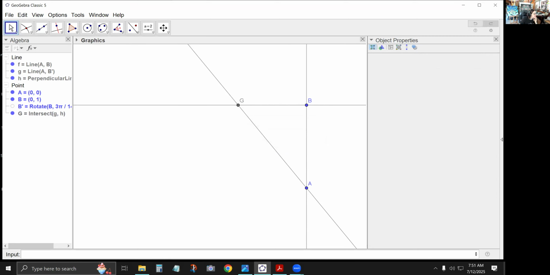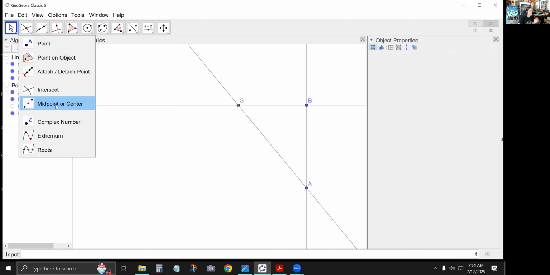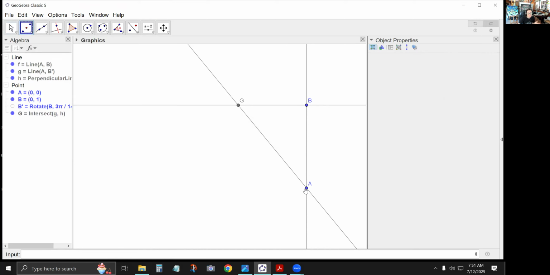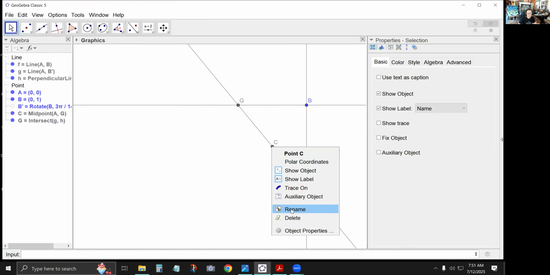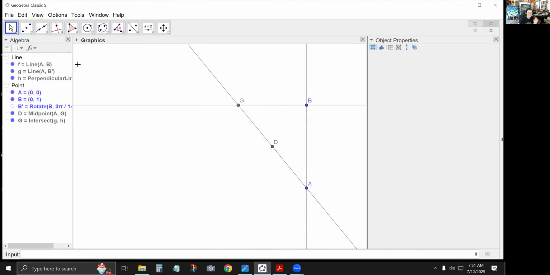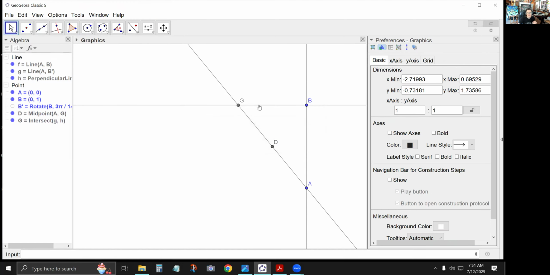So then next it says cut off BE equal to AD. So E is going to be a point over here, and we want BE to be equal to AD. So, oh, sorry, next it says bisect line AG at point D. We need to construct D first, obviously. So bisect AG at point D. So we want the midpoint of AG, and we're going to call this D. So I'm going to rename this D. Here we go. So I want BE equal to AD.